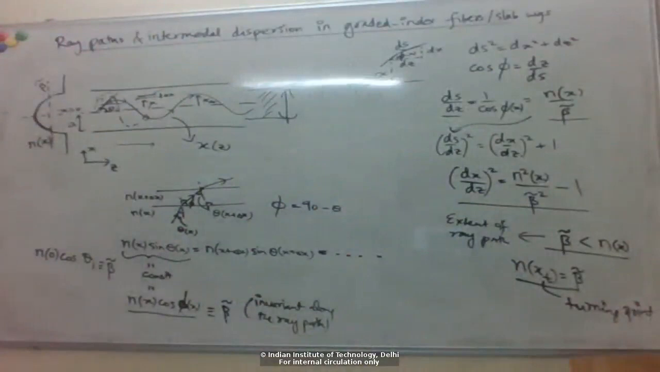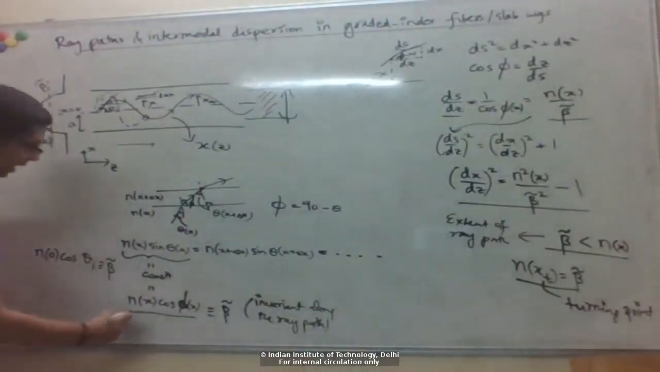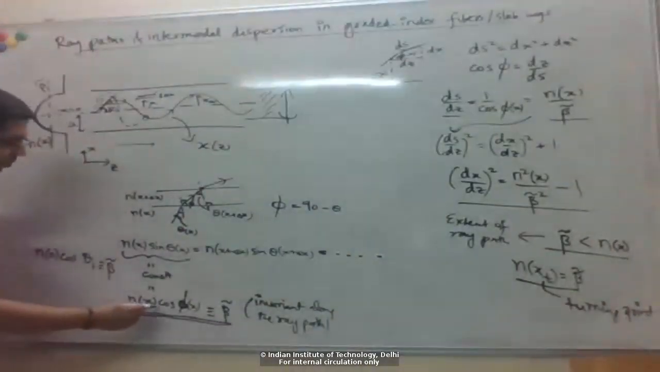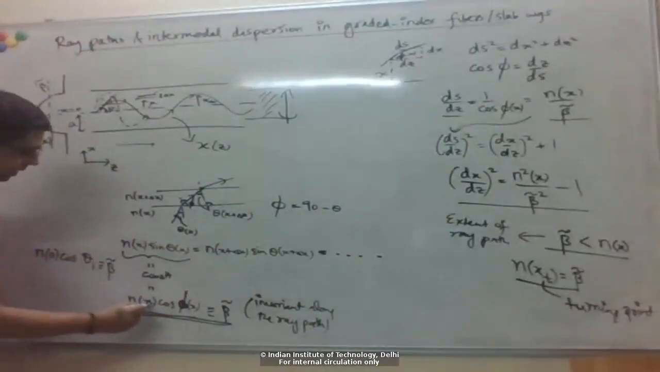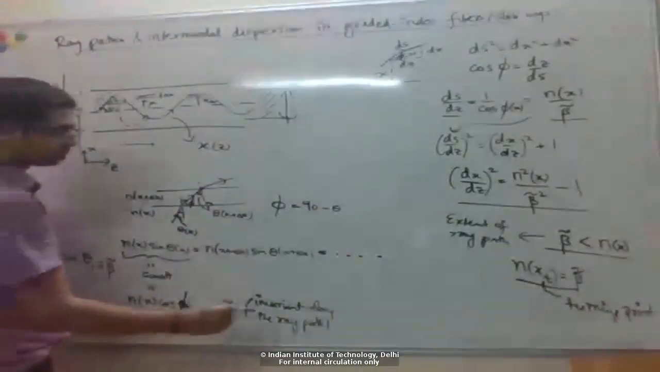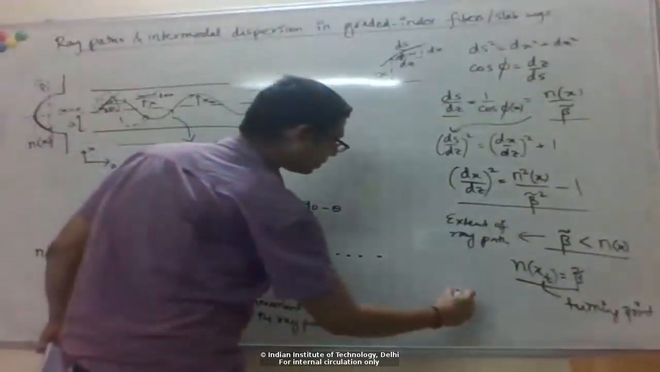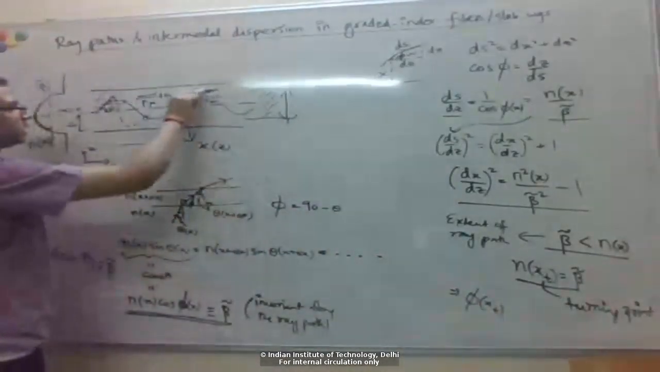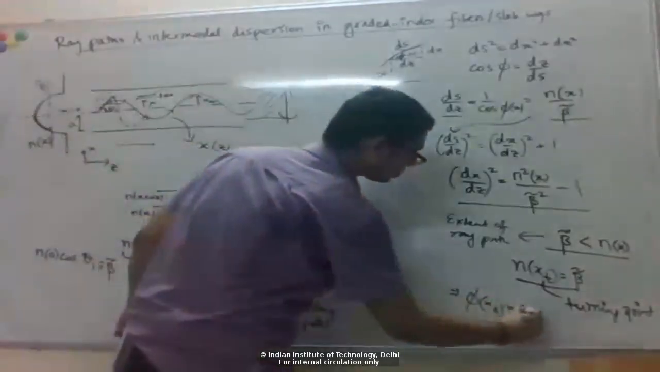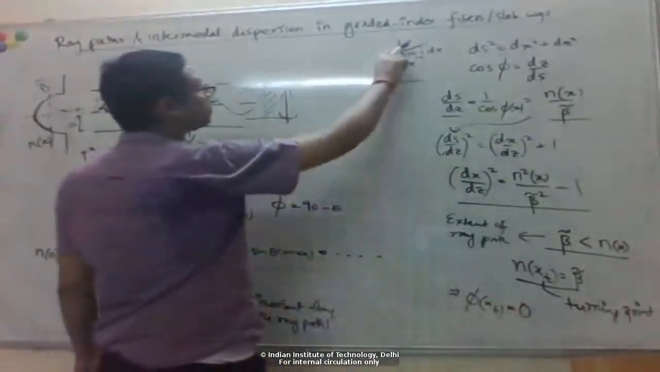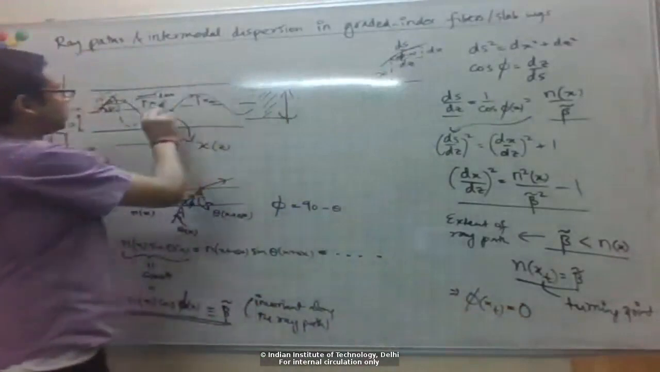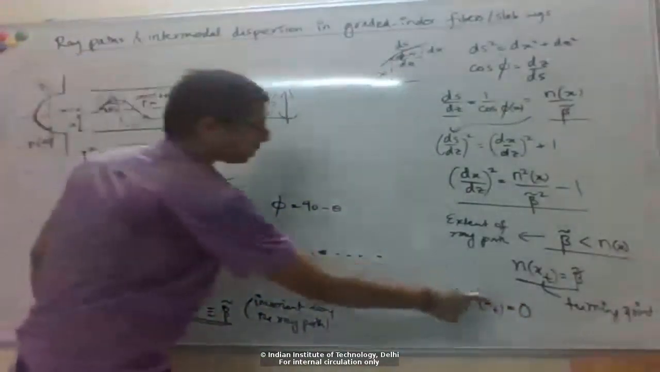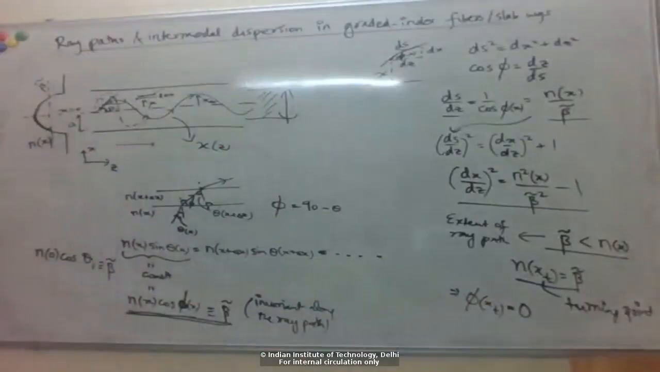Right, and now from this relation, you can also see that for the turning point, so for x equal to xt, cosine phi at xt is 1, right? Which means phi of xt is 0. So at the turning point, the ray is tangential, right? So the angle made with the horizontal at the turning point is 0 because that's where it's turning back, right? That also you can see.